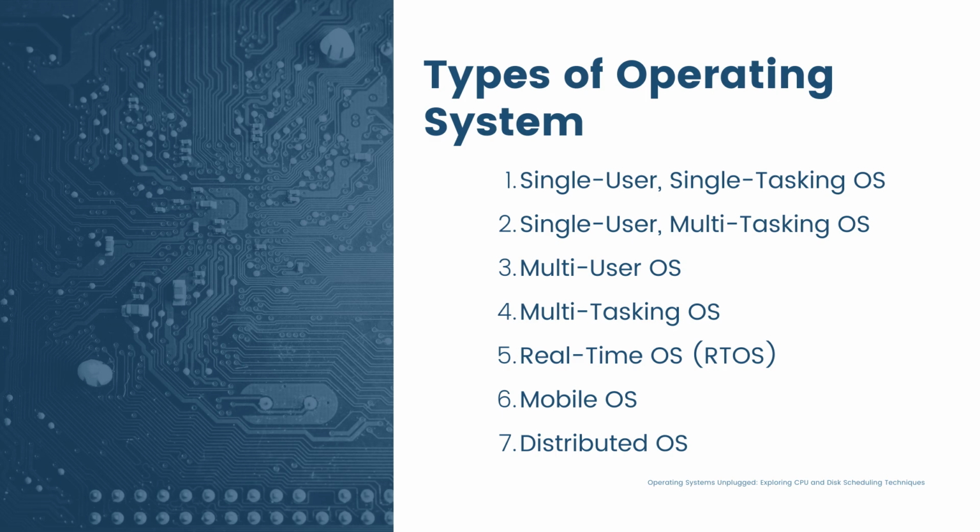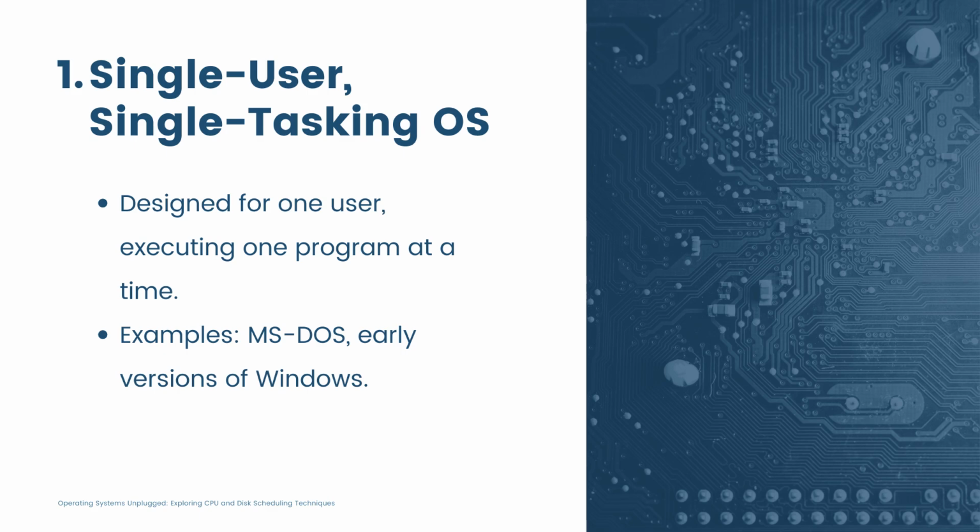There are various types of operating systems, each tailored to specific needs and environments. Let's explore some of the most common types and their key features. The first one is called Single User, Single Tasking OS. It is an operating system in which you are only able to do one thing at a time. For example, a user can only print a document or download images one at a time.